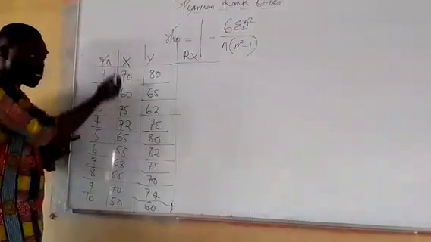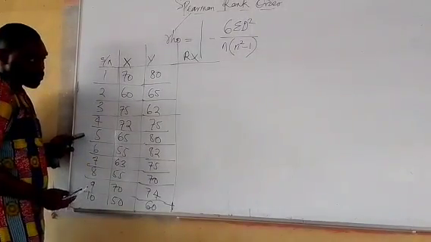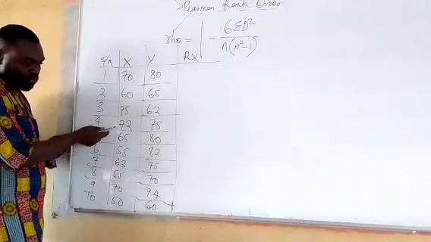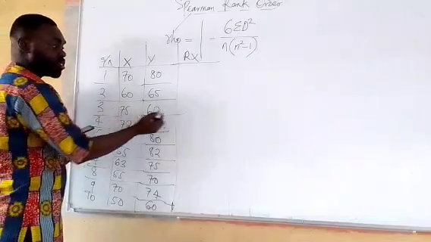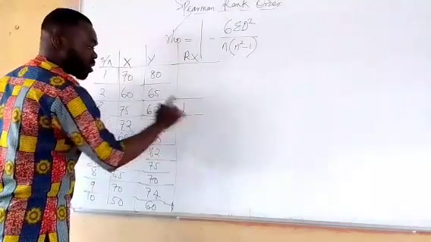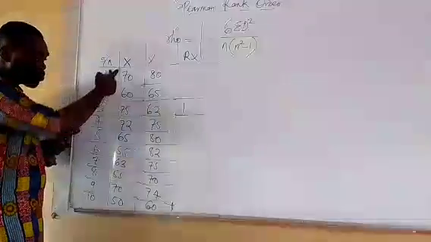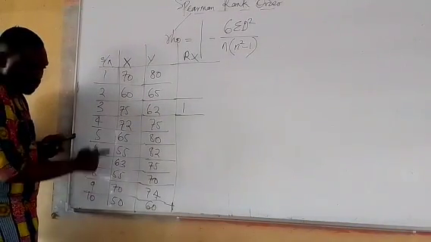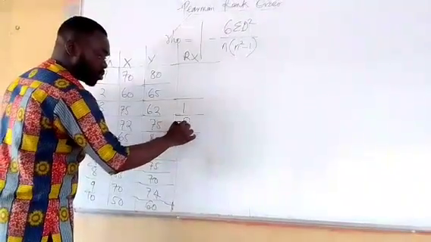What is the highest score here? Who scored highest here? The highest score here is 75, right? So we trace it. 75 is the first position, so we tag it as our 1. Followed by 72, we tag it as the second position.